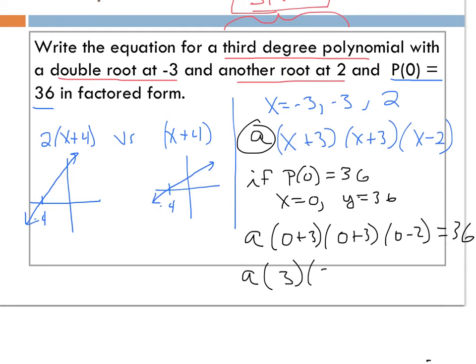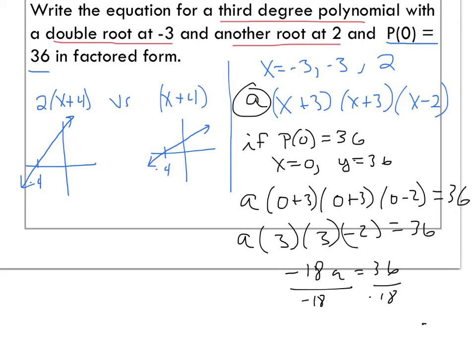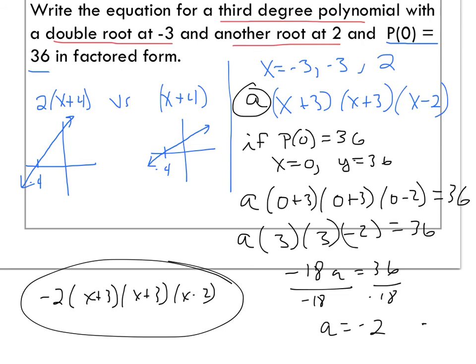This is a 3, a 3, a -2, 36, 9 times -2. I got -18 a is equal to 36. Divide out the -18. And what do we get here? We get our vertical stretch as a -2. Okay? So I plug that in. I want it in factored form. That's my solution.